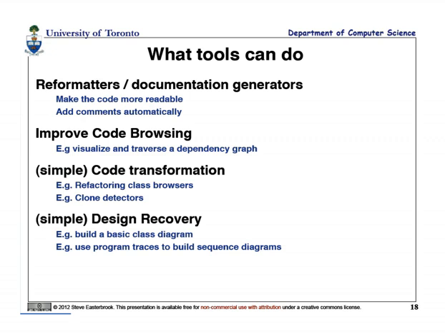Code browsing. Tools that allow us to visualize and traverse dependency graphs, essentially clicking through, to see where the function is defined or called. Simple code transformation. This includes refactoring browsers like those built in modern IDEs that can rename variables across a whole project safely, or clone detectors that can find copy-pasted code blocks.